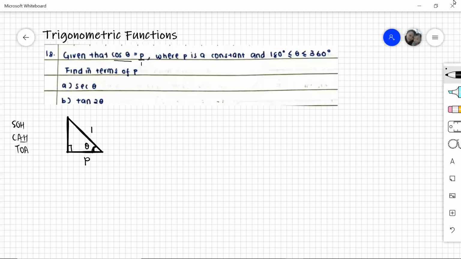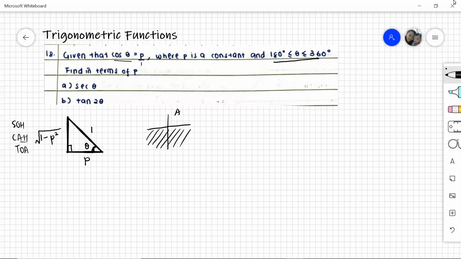So from here, we can find the other side. That will be 1 squared minus the square of P and then square root it. Okay, so this is the first thing that we need to do. And next, we have to identify in which quadrant is our angle. So given that theta is between 180 to 360, that means it will be in the third and fourth quadrant.